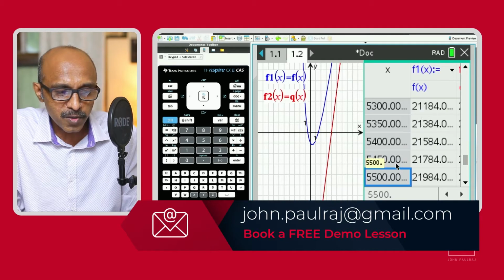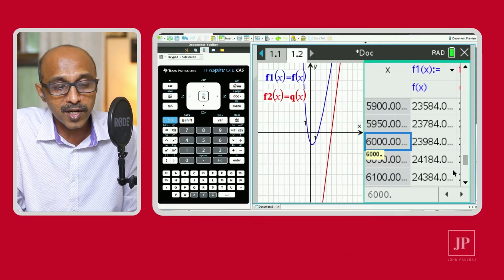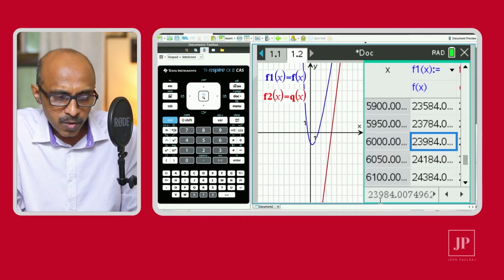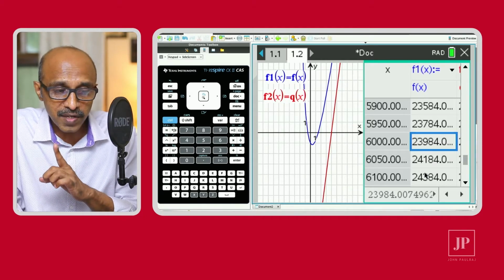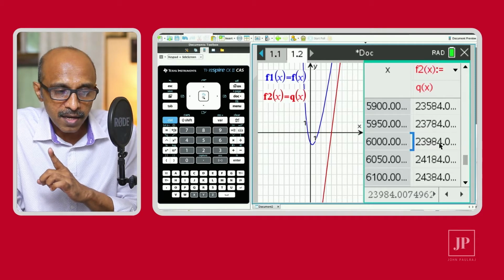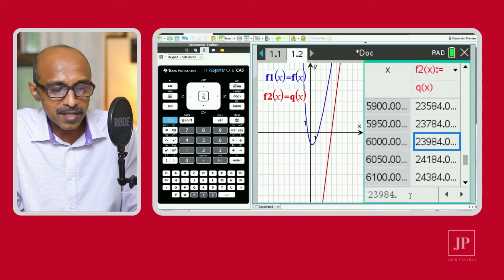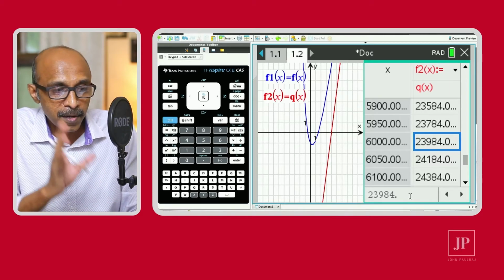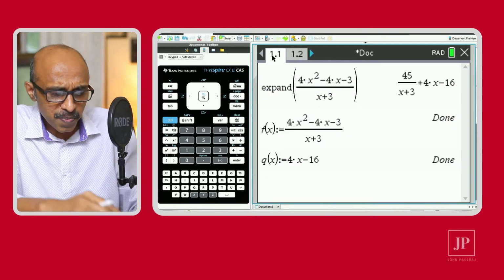Wow, that looks promising. Let me go all the way to 6000. At 6000, the rational function is 23984.0 up to one decimal place. I don't know what's happening. What's the next one? 23984.007 and whatever. Okay, that's the rational function. But at the same value of x equals 6000, the quotient function is 23984.0. Wow, that's interesting.